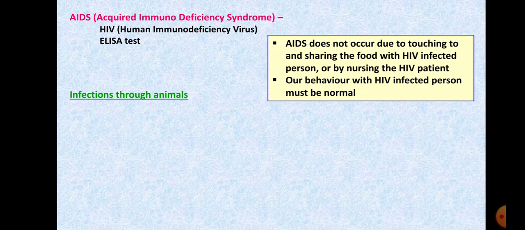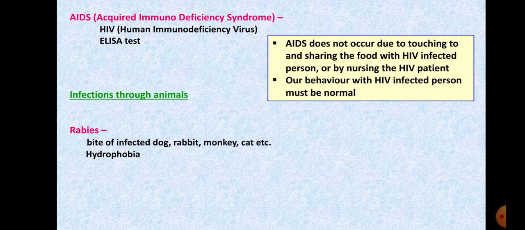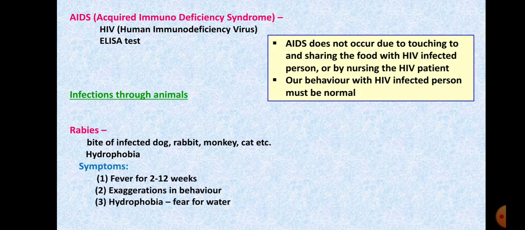Then infection through animals. The next type of diseases which we are going to study spread through animals. The first one is rabies. Rabies is a viral disease, that is, it spreads through a virus, and it occurs due to the bite of an infected dog, rabbit, monkey or cat.